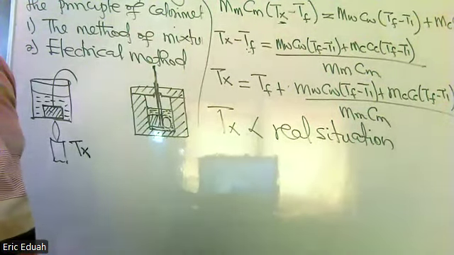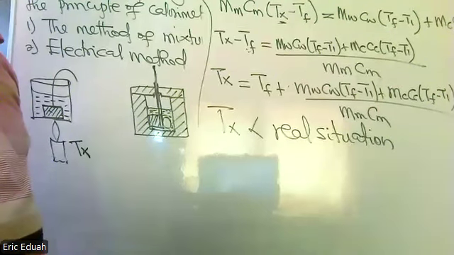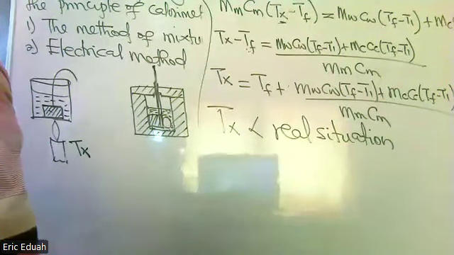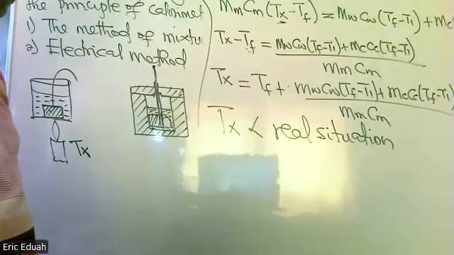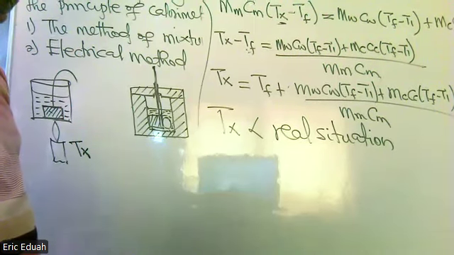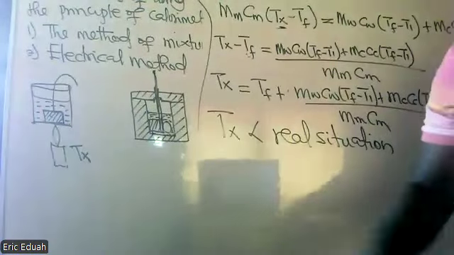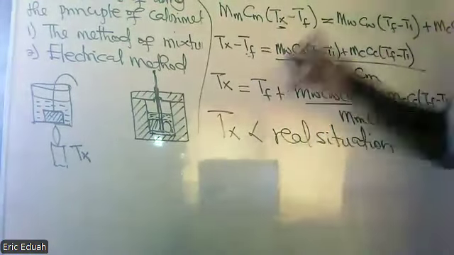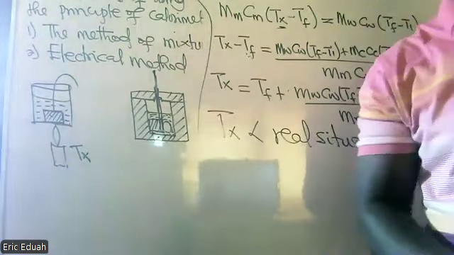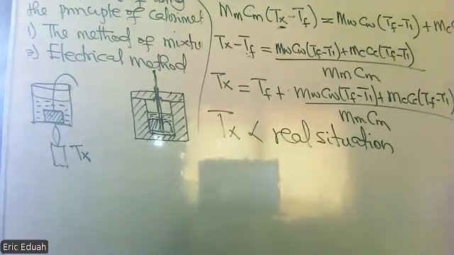Victoria, are you there? In your view, what actually accounts for the drop? I don't have any idea about that one. Okay, more views. We are saying that Tx will not be the original temperature of the source. What do you think accounts for the loss in energy or the drop in energy? Kelvin, Festus, try.